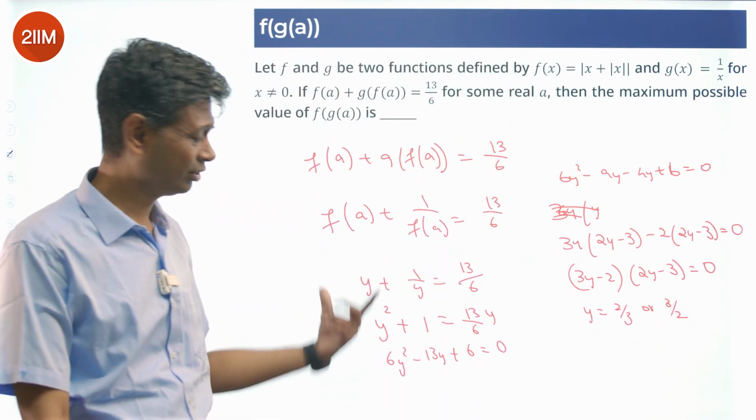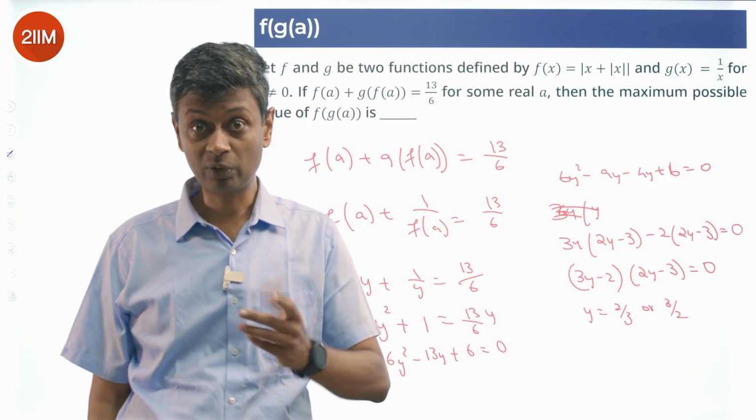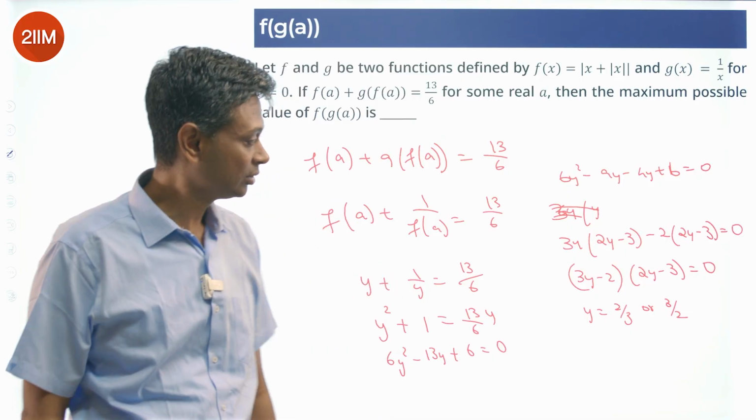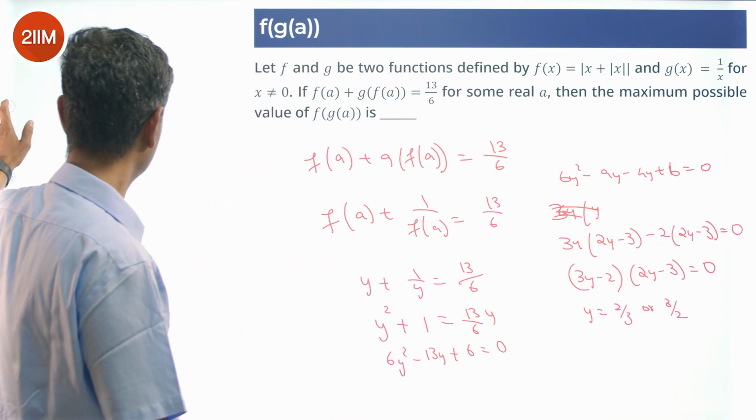Whenever you are solving for this, the roots will be reciprocals of each other. If y equal to k works, y equal to 1 by k will work. So something you just keep in mind. So 3 by 2 or 2 by 3. F of a is 3 by 2 or 2 by 3.